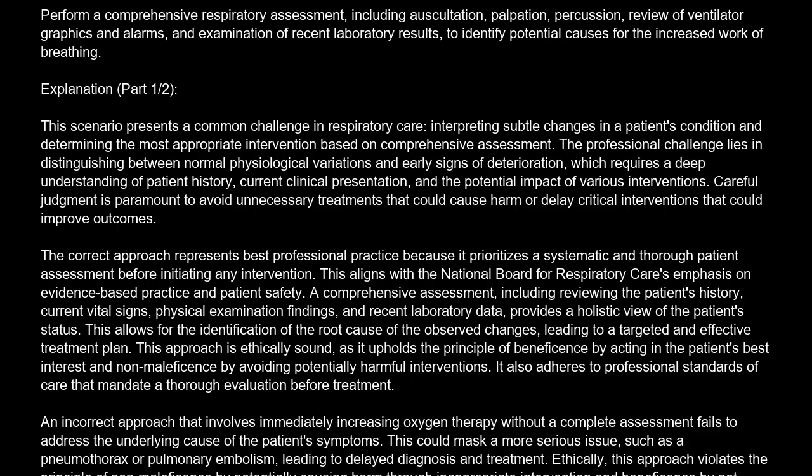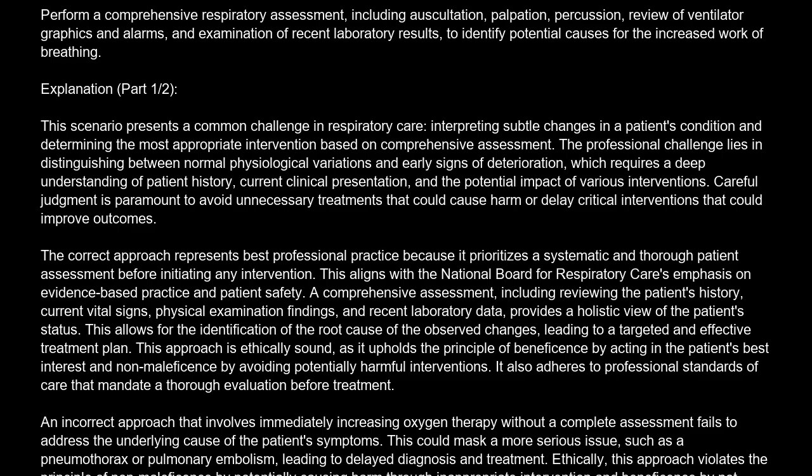Explanation. This scenario presents a common challenge in respiratory care, interpreting subtle changes in a patient's condition and determining the most appropriate intervention based on comprehensive assessment. The professional challenge lies in distinguishing between normal physiological variations and early signs of deterioration, which requires a deep understanding of patient history, current clinical presentation, and the potential impact of various interventions. Careful judgment is paramount to avoid unnecessary treatments that could cause harm or delay critical interventions that could improve outcomes.